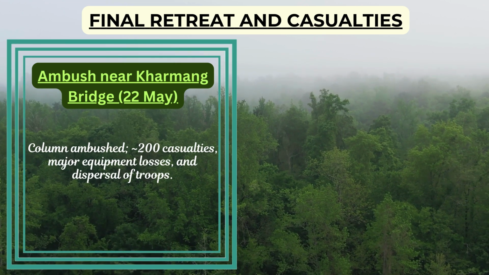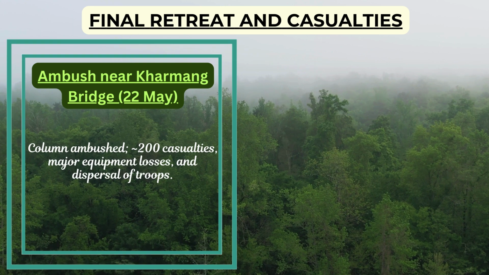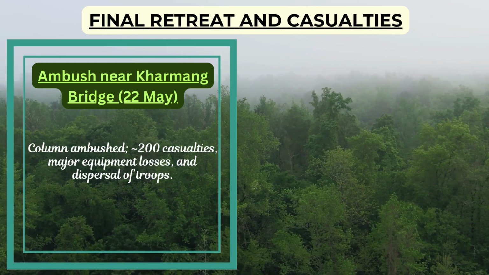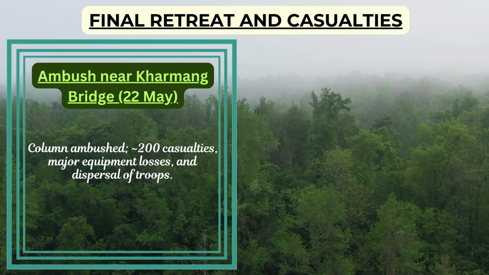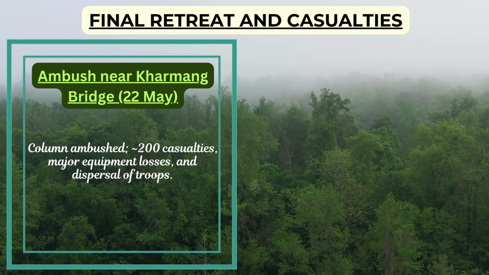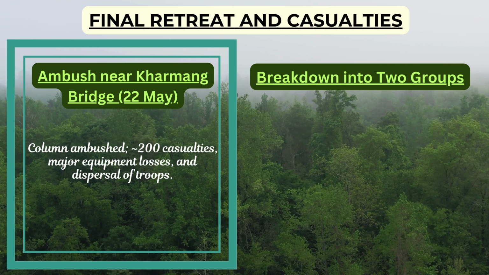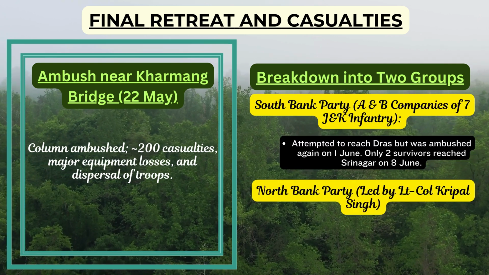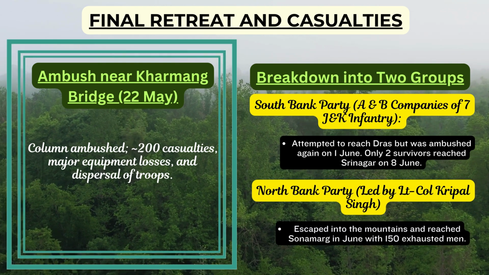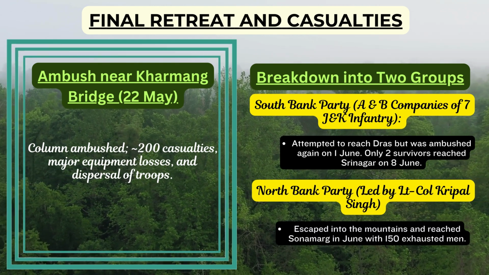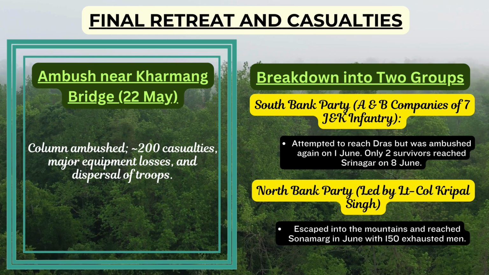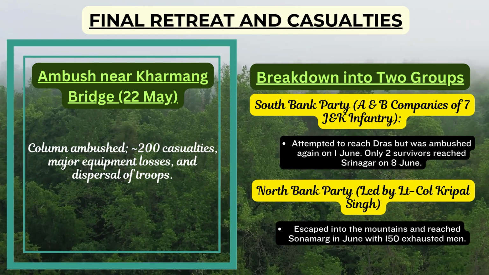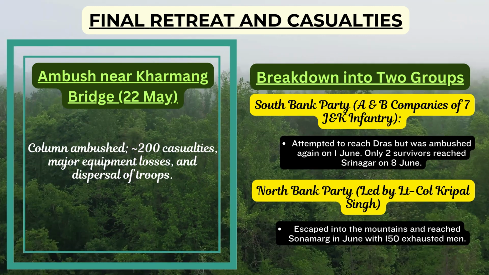Friends, after the disastrous ambush at Kharmang Bridge, the final retreat and casualties of the relief column were marked by chaos and heavy losses. The remaining troops split into two groups, each facing incredible challenges. Let's break it down. This group attempted to retreat toward Dras. On 1st June, they were ambushed again, resulting in devastating losses. Out of the entire group, only two survivors managed to reach Srinagar on 8 June.